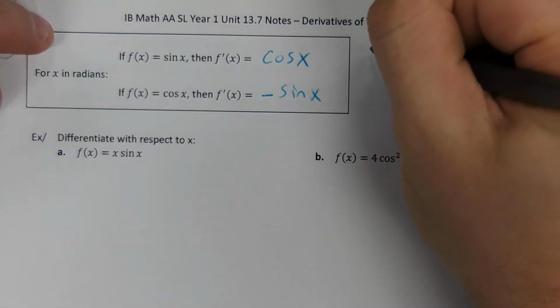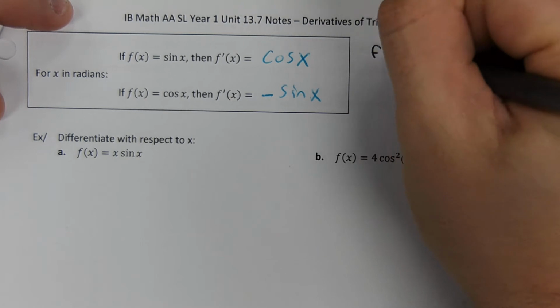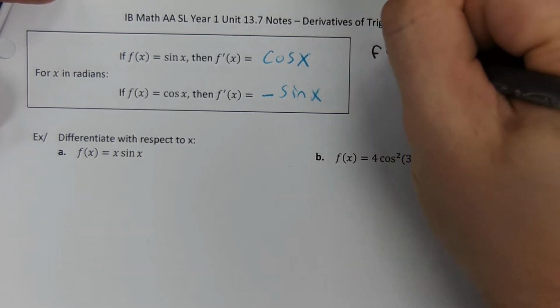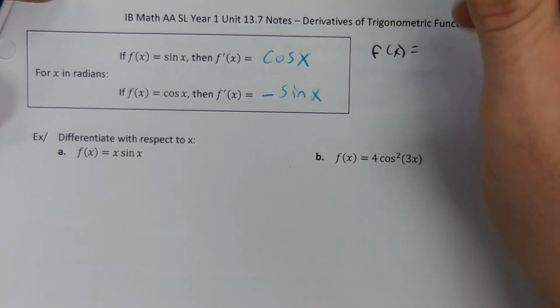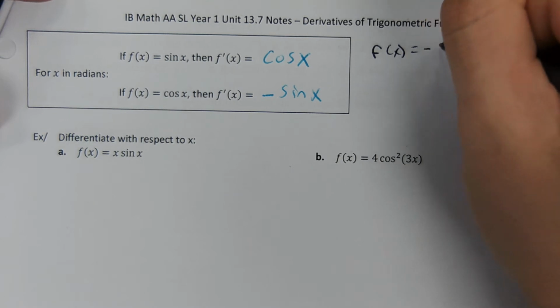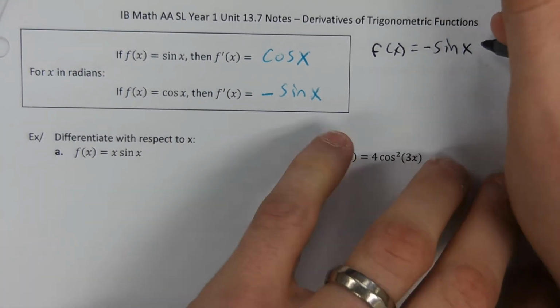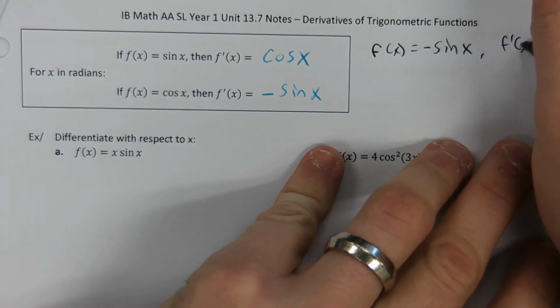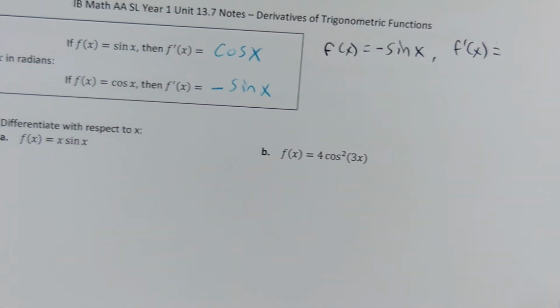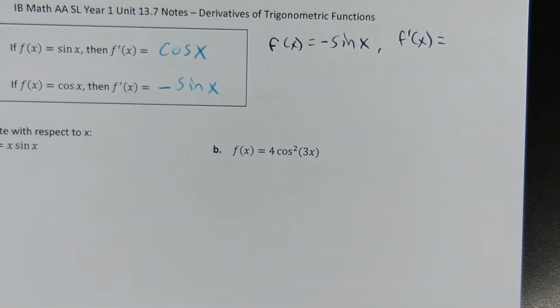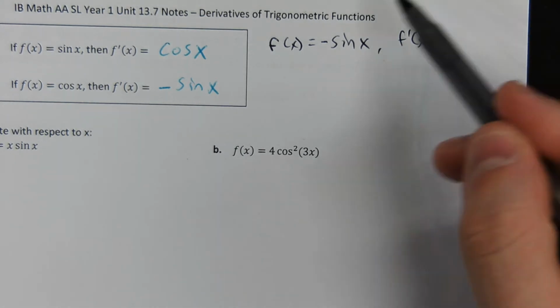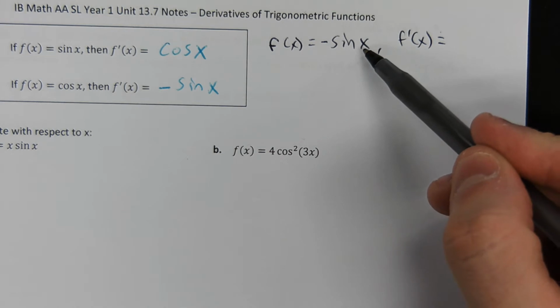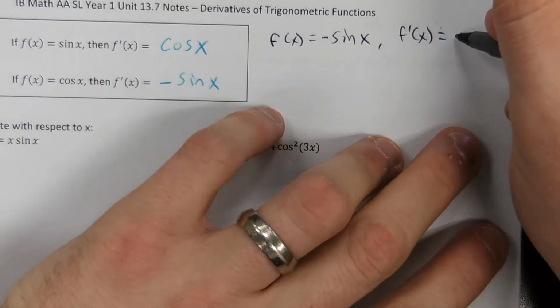Let's figure out what the derivative, let's say if f of x is cosine of x, no, excuse me, negative sine of x, I wonder what its derivative would be. Well, the negative 1 on the front is a constant that's just going to come along for the ride. So the derivative of negative sine of x is negative cosine x.